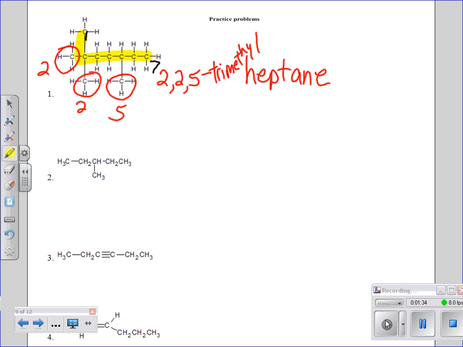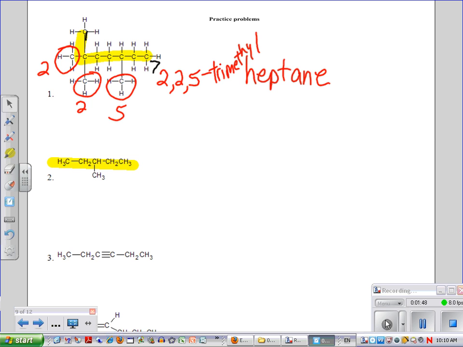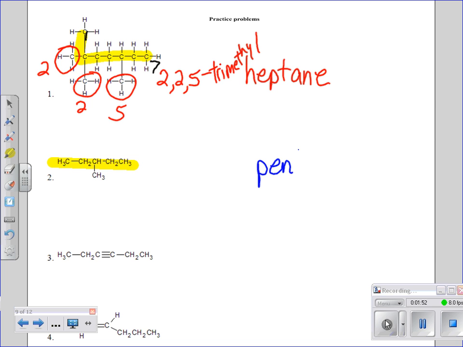Okay, next one. Notice the difference between these. Number 1 is a structural formula. Number 2 is a condensed structural formula. It's just two different ways of showing them. But I found my longest continuous chain of carbon. How many? 5. So that's going to be pent. Looks like they're all single bonds, so it's going to be an ane ending, pentane.